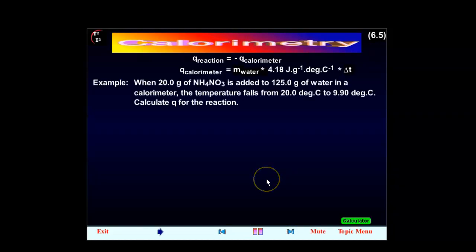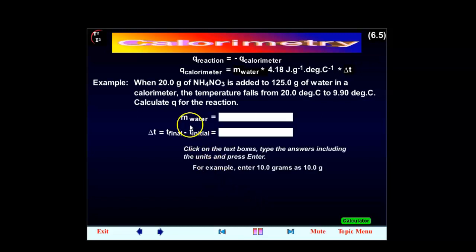Example: when 20.0 grams of ammonium nitrate is added to 125.0 grams of water in a calorimeter, the temperature falls from 20.0 degrees Celsius to 9.9 degrees Celsius. Calculate Q for the reaction. All right, look for the mass of water from the question. Delta T, T final minus T initial. Go ahead and solve that from the question.